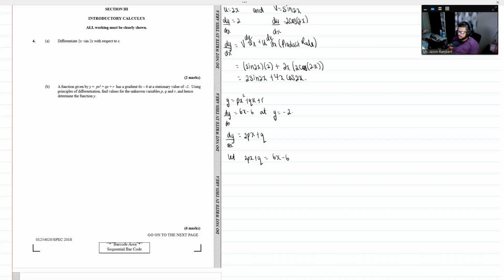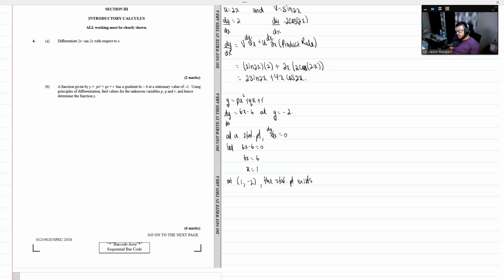We say at a stationary point, dy dx is equal to 0. So I'm going to let 6x minus 6 be equal to 0. 6x is equal to 6. x is equal to 1. So at x is 1 and y is minus 2, the stationary point exists because they gave us the y value here.